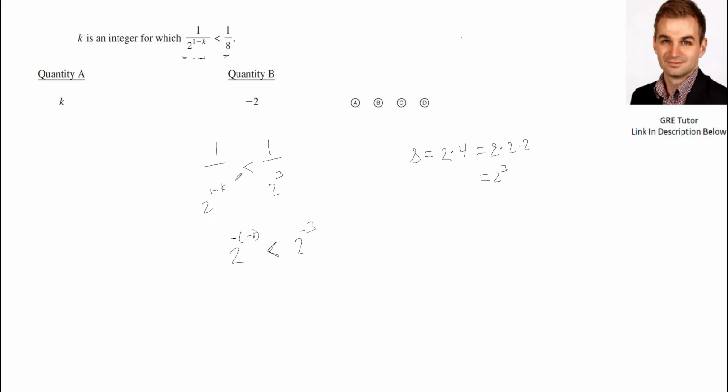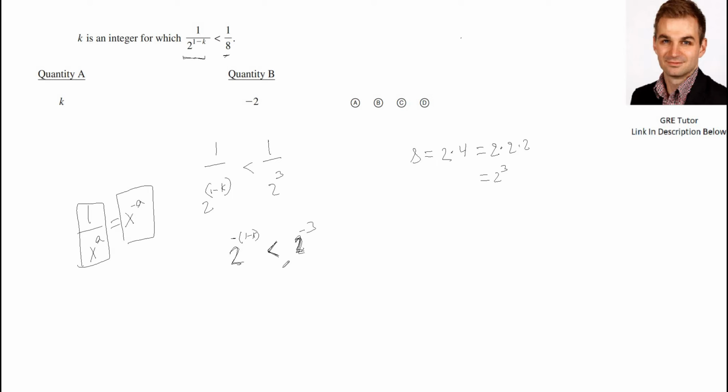Now what I did is a rule of exponents. The rule is that if you have 1 over x to the a power, that is equal to x to the negative a power. That's just how you can rewrite this as this. So that's what we did. We took 1 minus k and made it negative (1 minus k). We took 1 over 2 cubed and made it 2 to the negative 3 power. So now you see that 2 to the negative (1 minus k) is less than 2 to the negative 3rd power.